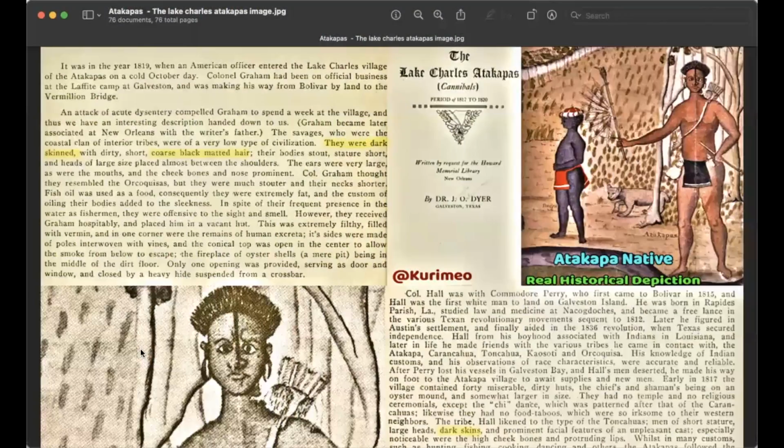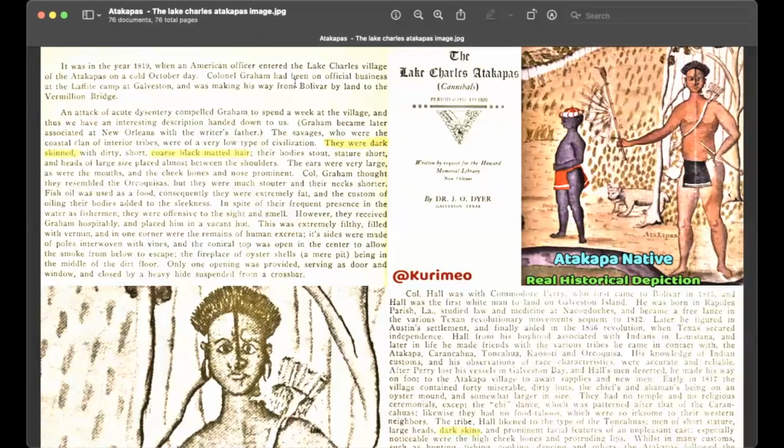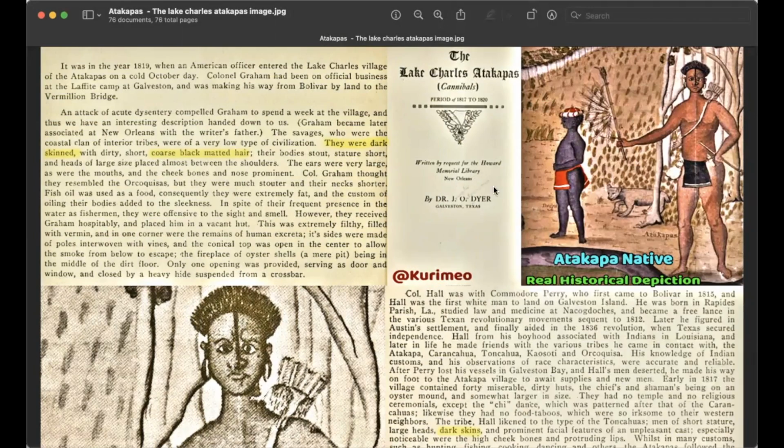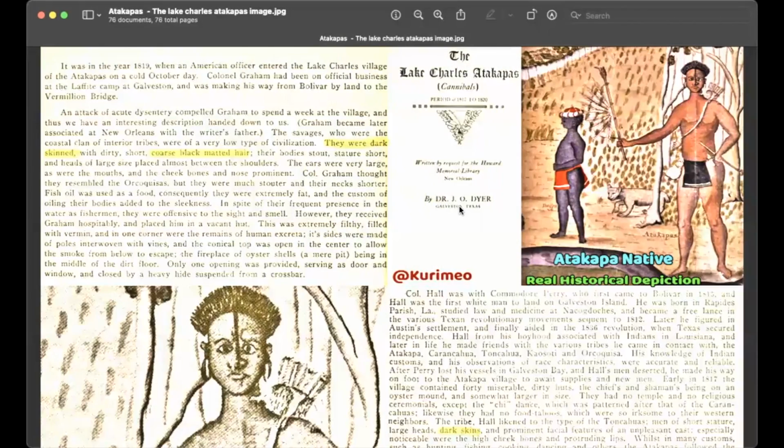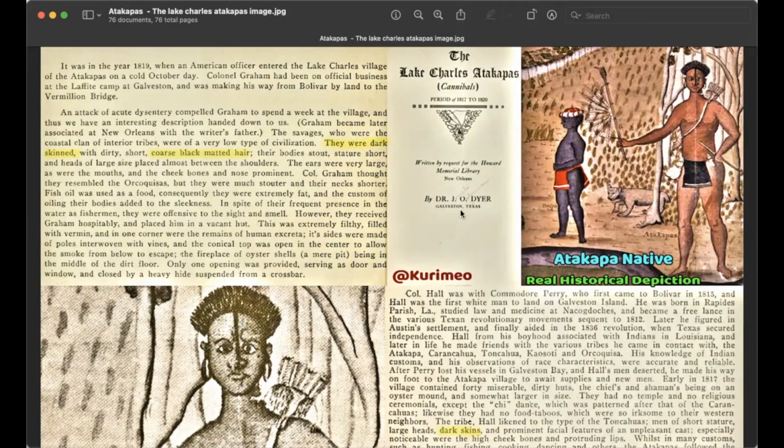And for the dismount, before we leave today, just a quick reminder of some other historical writings here. It says here, the Lake Charles Atacapas, and they call them cannibals. This is the name of the book, period of 1817 to 1820, written by request for the Howard Memorial Library in New Orleans by Dr. J.O. Dyer from Galveston, Texas.